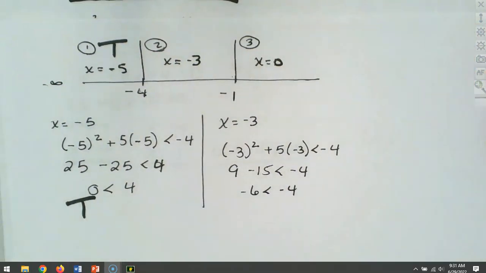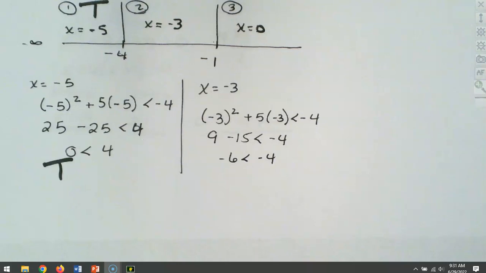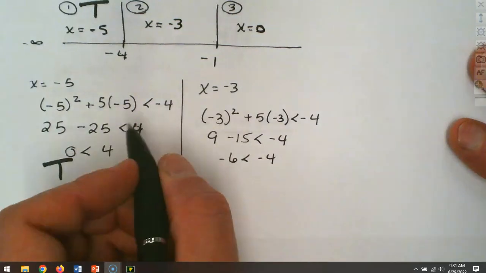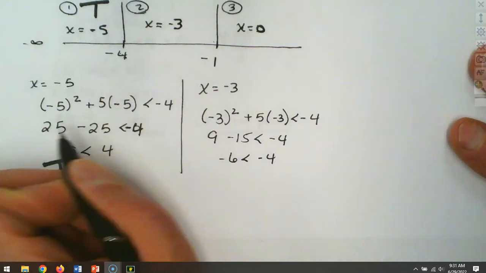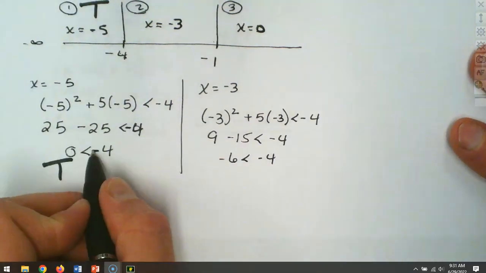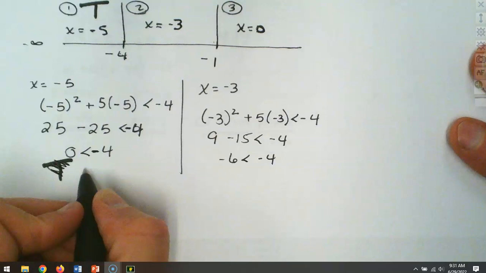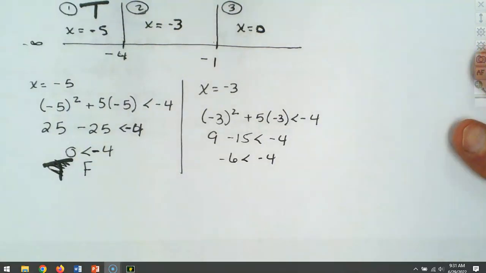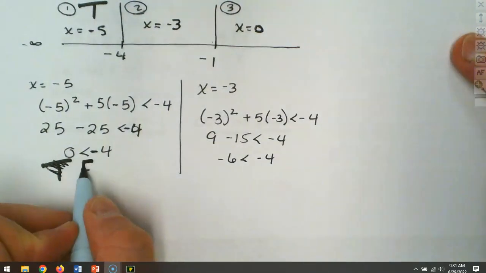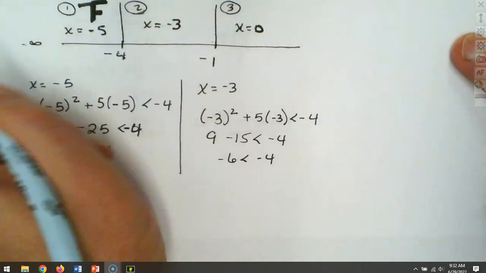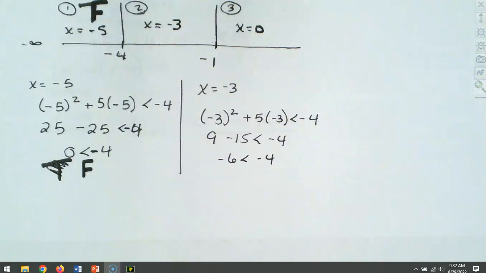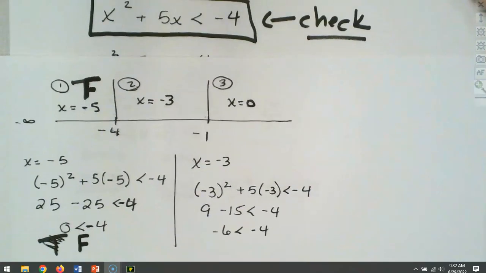And is minus 6 true or false? I'm sorry, that should be a positive. Did I make a mistake on the last one? Yep, I wrote it down wrong. That was my mistake. This side should be false. Sorry about that. I just accidentally wrote down a positive 4 instead of a negative one when I was copying it, and I wasn't careful, because that's what we're checking here.